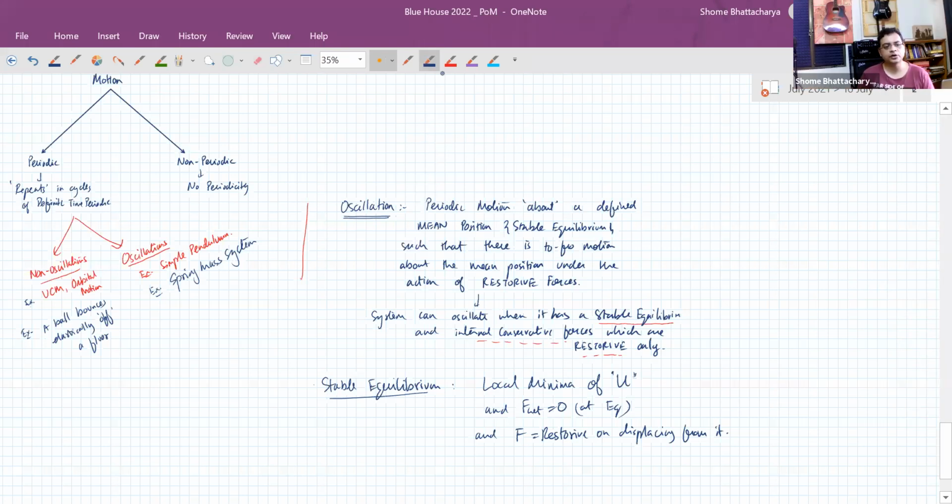A local maxima point of the U graph is the unstable equilibrium, whereas local minima is the stable equilibrium, because of the nature of the force on either side. For stable equilibrium, it is restorative. For unstable equilibrium, it is non-restorative. It takes the system further away from equilibrium. Okay.